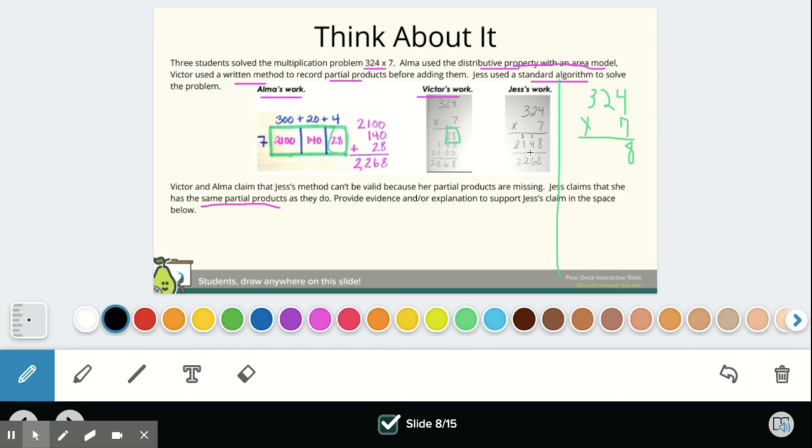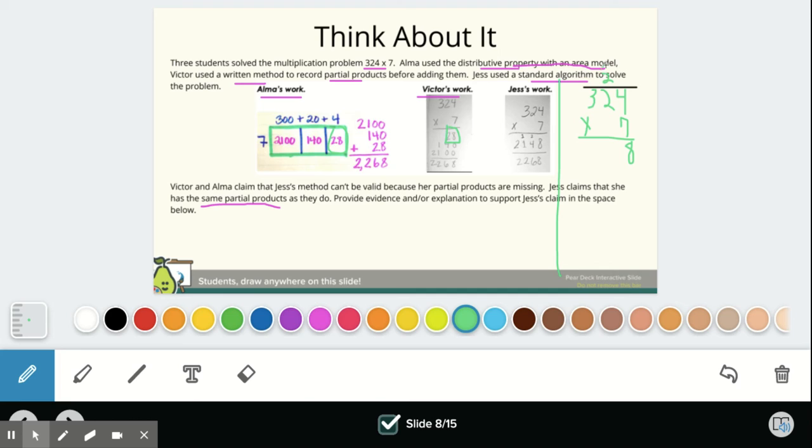And a great way to organize our work when we're regrouping is to put a line up here. And now I'm going to go ahead and regroup the 2. So this represents 2 tens now. Then the second step that Jess is taking is multiplying the 7 ones with the 2 tens. Okay? And 7 ones times 2 tens is going to be 14.